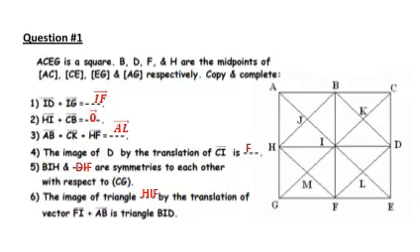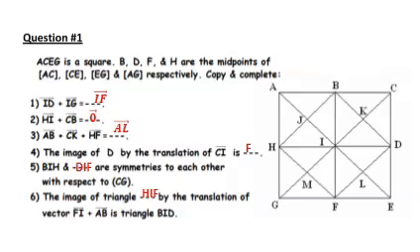In the first exercise, it's about vectors. We have the square ACEG and the points B, D, F, H are the midpoints of the segments AC, CE, EG, AG respectively. So we are going to start with the first part where we want to add two vectors.